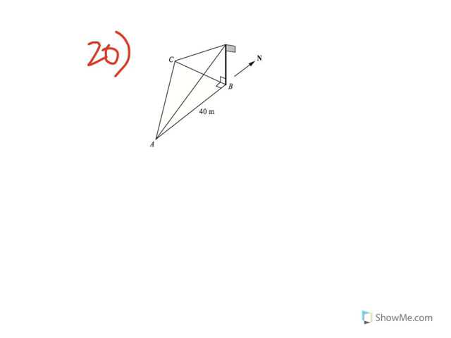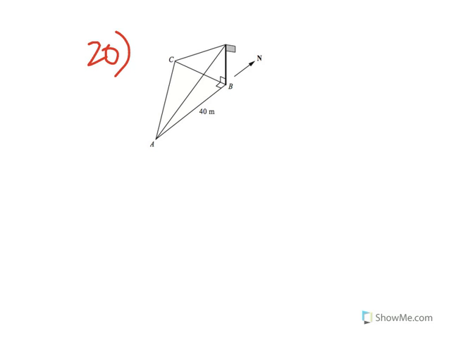Alright, question 20 is a bit of a tricky one. A, B, and C are points on horizontal ground. Basically, if you look at it, it's actually a 3D shape, where this is the 3D bit, and this is the flat bit over here. Okay? I'm going to do this in different colors. I'm not going to stick to my red because it's going to be difficult to understand.